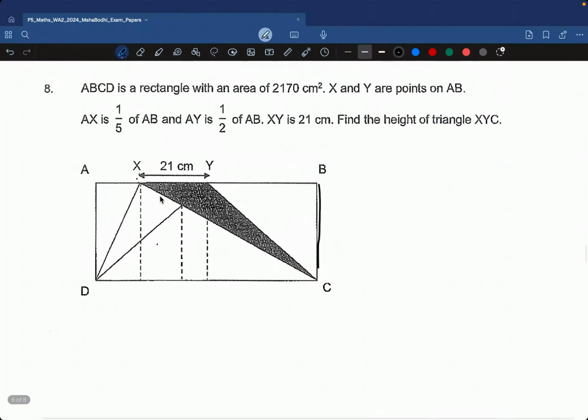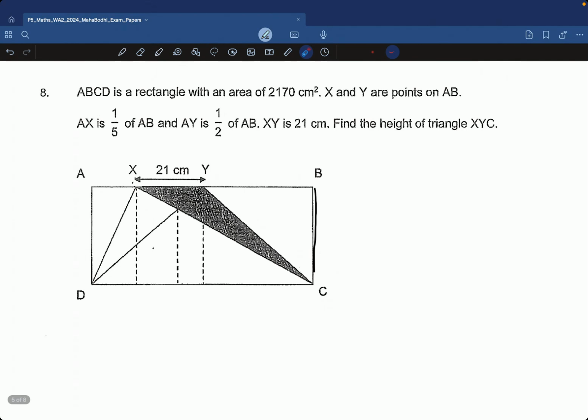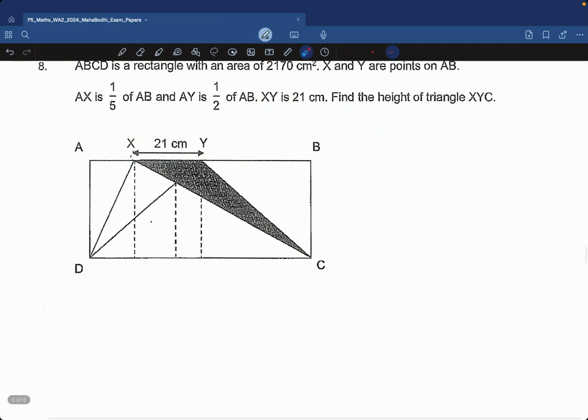All right, question 8. ABCD is a rectangle with an area of 2,170 centimeters square, right? X and Y are points on AB. And AX is 1/5 of AB. And then AY is half of AB, which is this whole thing. And XY is 21 cm. Find the height of triangle XYC.